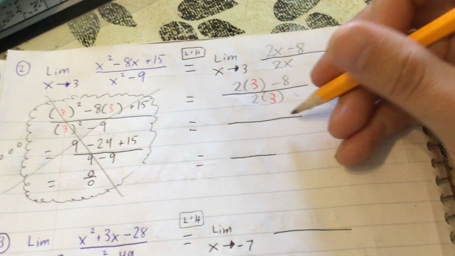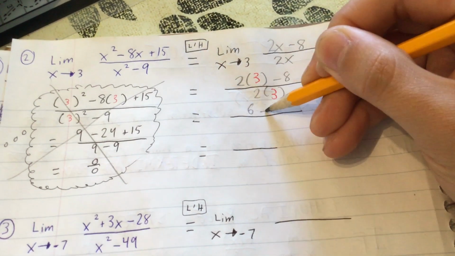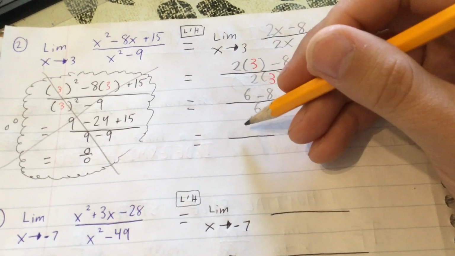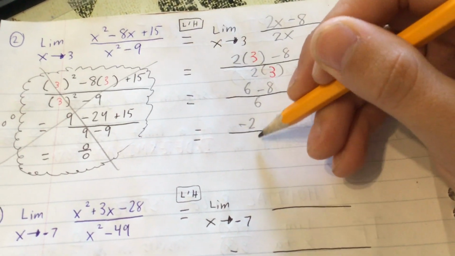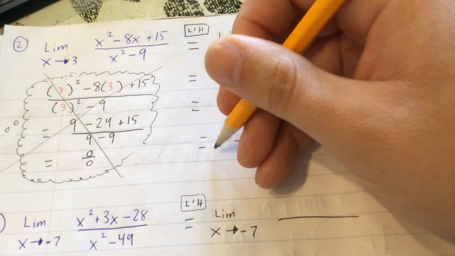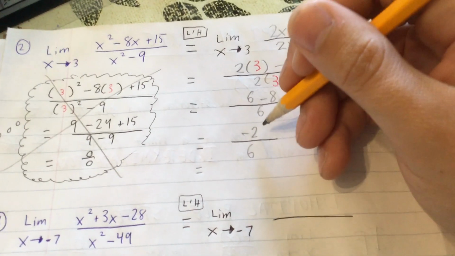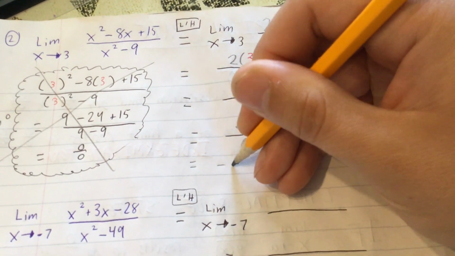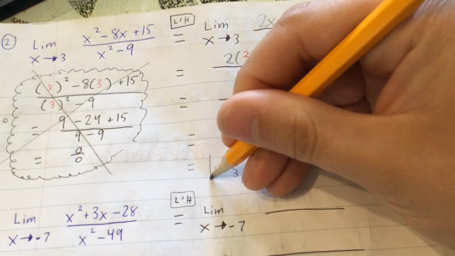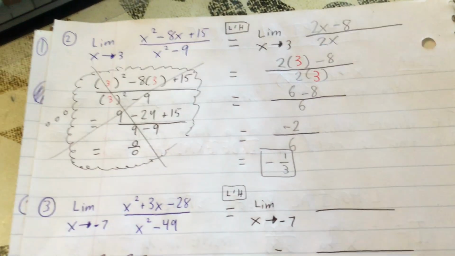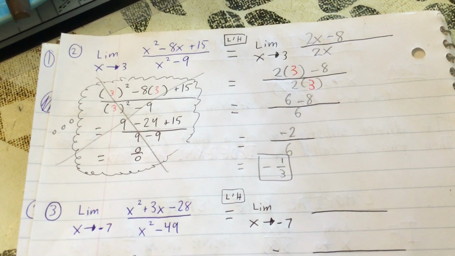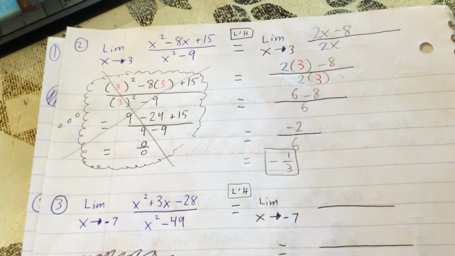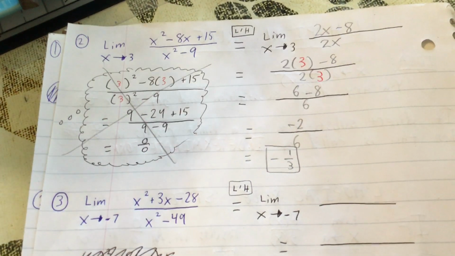So now I get 2 times 3, which is 6, minus 8 over 6. Now 6 minus 8 is negative 2 over 6. Can I rewrite this? Yeah. A negative divided by a positive is a negative, and 2 6ths would be 1/3. So the limit as x approaches 3 of x squared minus 8x plus 15 over x squared minus 9 is negative 1/3. The point 3 comma negative 1/3 does not exist because it is a hole in the graph.